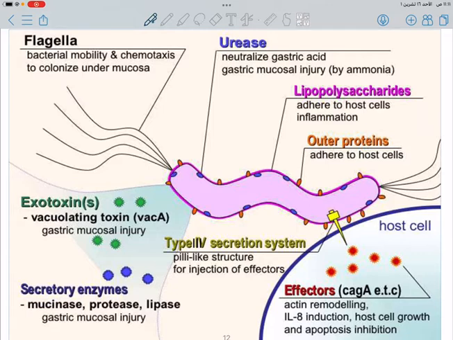There are enzymes, mucinase, protease, lipase, all can damage motility. All these can damage the host cell. Look here, the gas actin remodeling. It affects the actin, the cytoskeleton. Actin is part of the cytoskeleton. And it can induce interleukin-8 production and host cell growth and apoptosis inhibition.